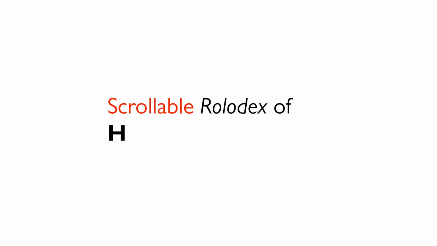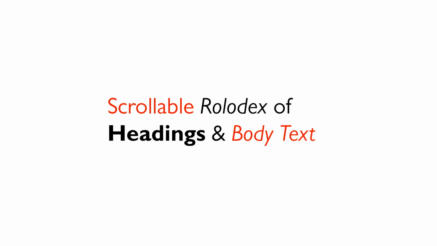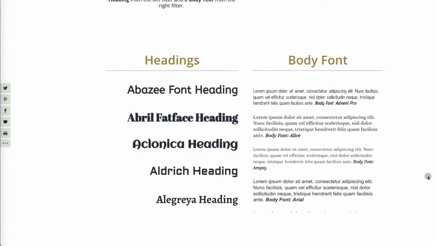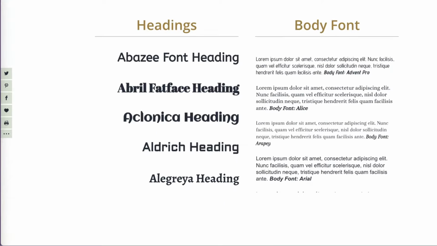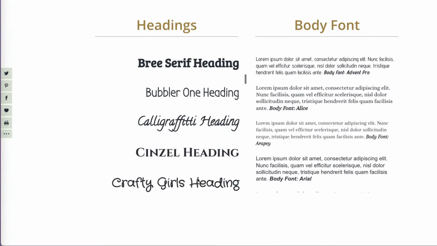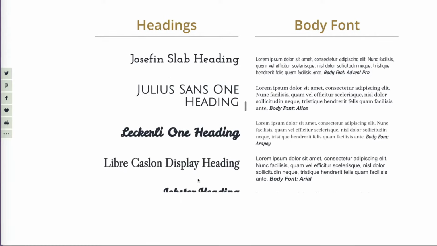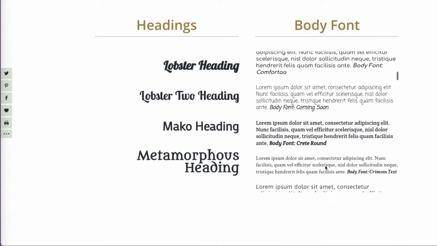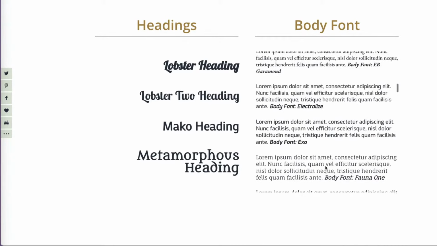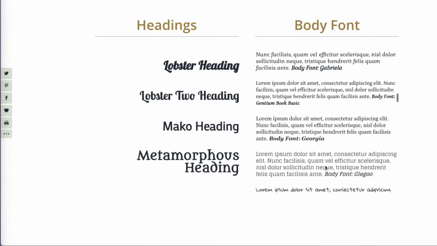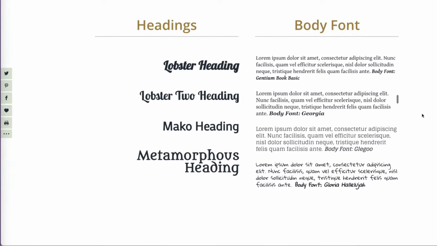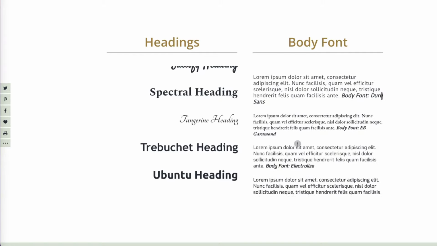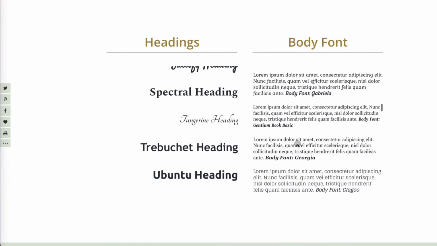Sometimes the draggable option glitches, so if it's not working out for you, you can scroll down to the second option of testing out different Divi font combinations. These are like 2 scrollable Rolodexes. The one on the left lists headings, and the one on the right lists body fonts. You can scroll each to test out different combinations, how they would look next to each other on a page. These 2 options are an easy way to preview and test out 70 of the best Divi font combinations.